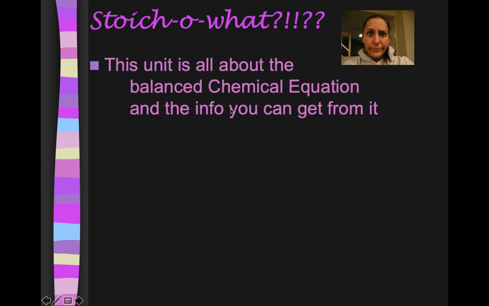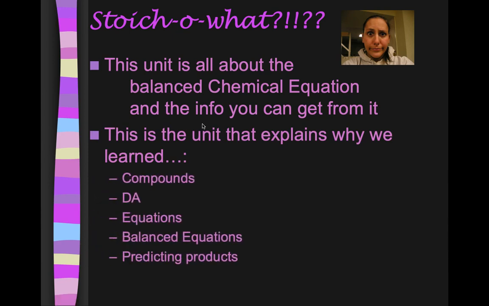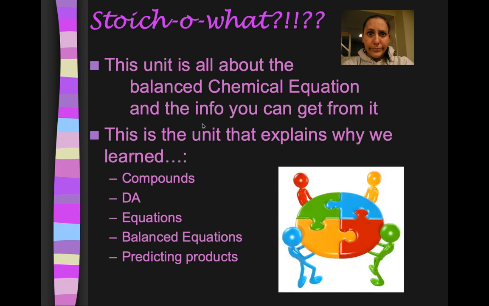All right, the first thing is, okay, wait, Swickle, what is this unit? This unit is all about looking at a balanced equation. What information can you get from it? This is the unit that explains why we learned how to write compound formulas. Why did we learn how to do dimensional analysis? Why did we learn how to write equations and write balanced equations? And why did we learn how to predict products? All of it comes together in this unit called stoichiometry.